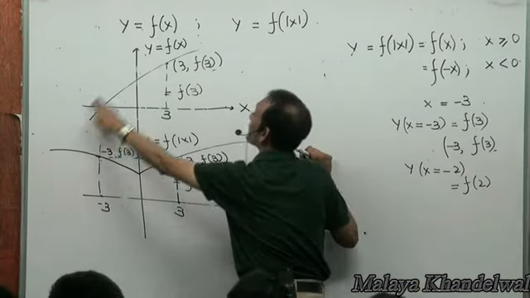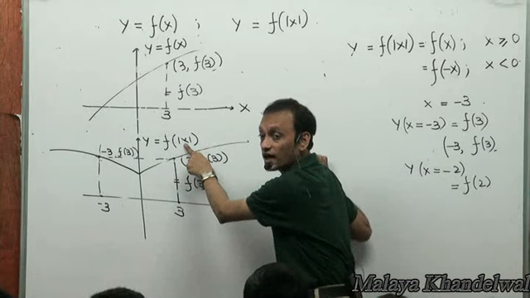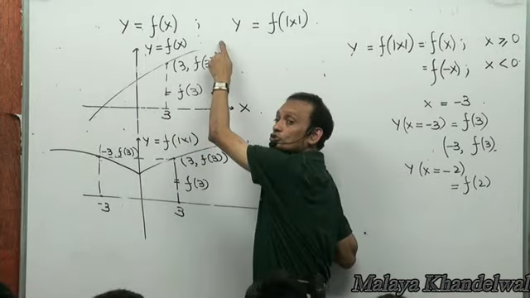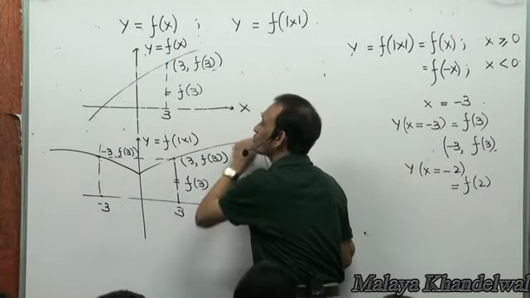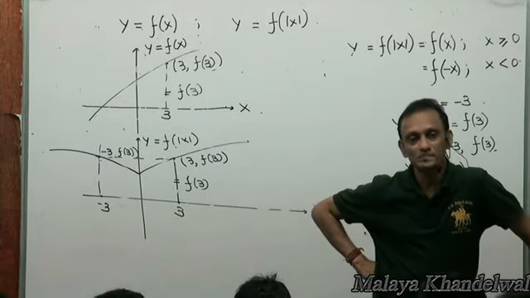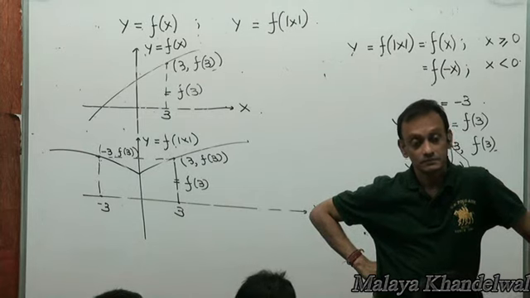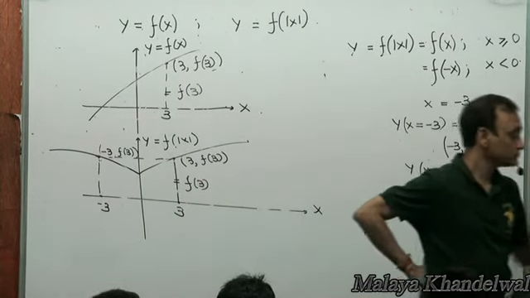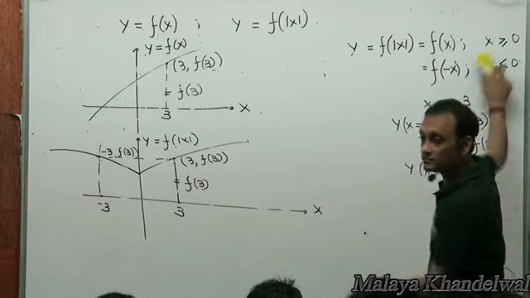So this is the graph of y equal to f(x). If you want to draw the graph of y equal to f of mod x, retain this portion and reflect this portion about the y-axis. Together it will give you the graph of y equal to f of mod x. Can I wipe this off?